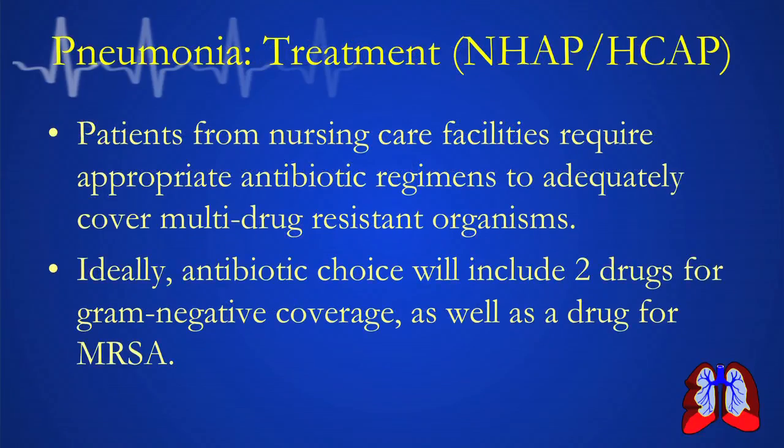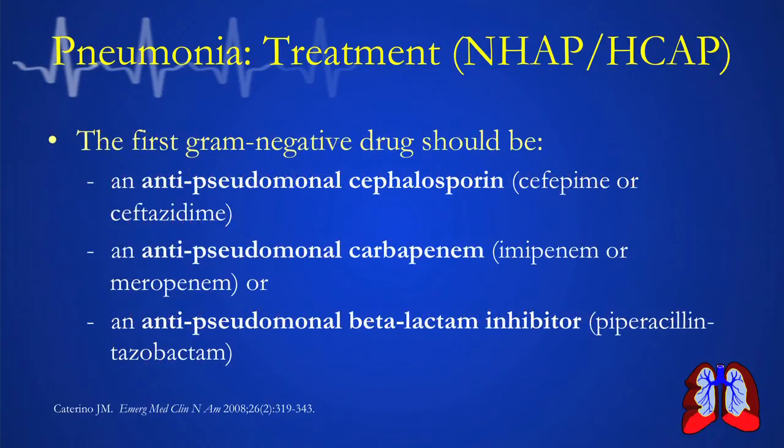Treatment for your nursing home. Ideally, 2 drugs for gram-negative coverage, as well as a drug for MRSA. So again, your Zosyn, your Cefepime, Levaquin, Vanco. If they're allergic to penicillin, then you have to go with your Azactam.